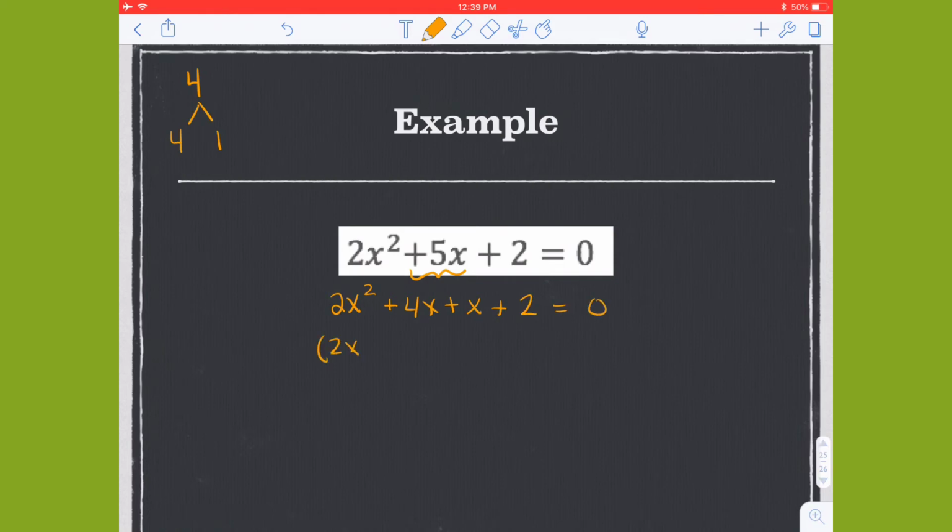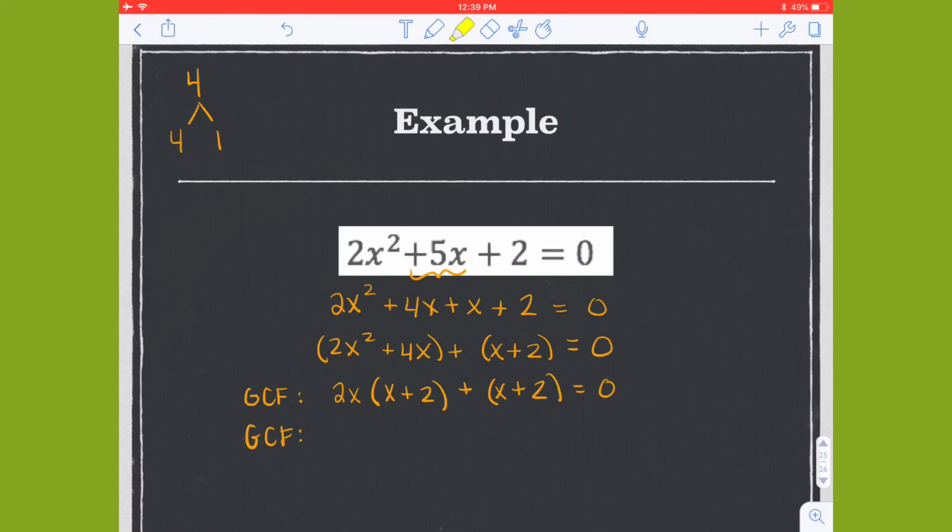I'm then going to group my first two terms together, and I'm going to add it to my second two terms grouped together. And I'm going to look for my first round of GCFs. So in the first set of parentheses, I have 2x. I'm going to multiply by what is left over. In my second set of parentheses, I don't have a GCF, so I'm just going to leave it as is. And then looking at the entire polynomial, I notice I have an x plus 2 here. I have another x plus 2 here. So I'm going to take out my GCF, and I'm going to multiply by what's left over.